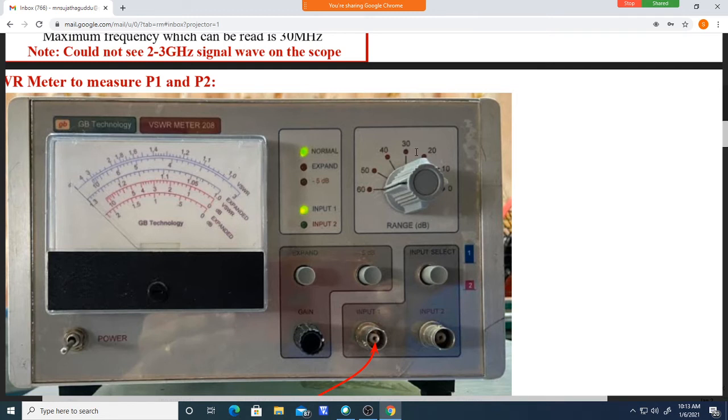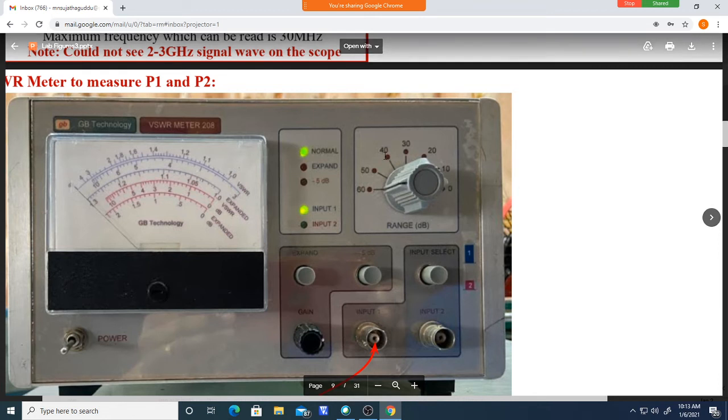This is for range selection. Like a 1 volt range that we will be keeping. If you do not see the signal properly, what we do is change it to 10 volts in the oscilloscope. Just as the oscilloscope range changes, similarly here you can change the range: 10, 20, 30, like that.